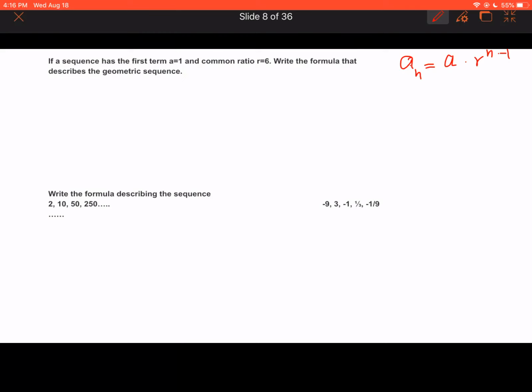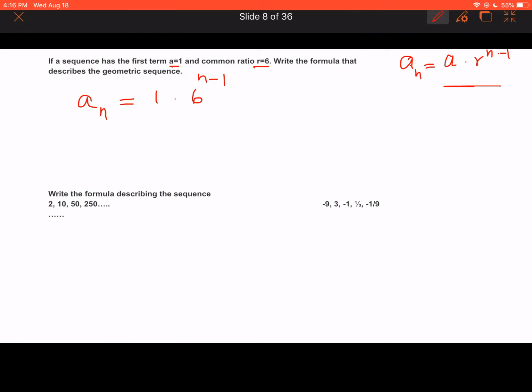If a sequence has the first term a equal to 1 and the common ratio r equal to 6, write the formula that describes the geometric sequence. So the values of a and r which we need for this equation are given. So we are just going to substitute the values. a_n equals a, that is 1, times r, that is 6, to the power of n minus 1. So this is the general equation for the given sequence.